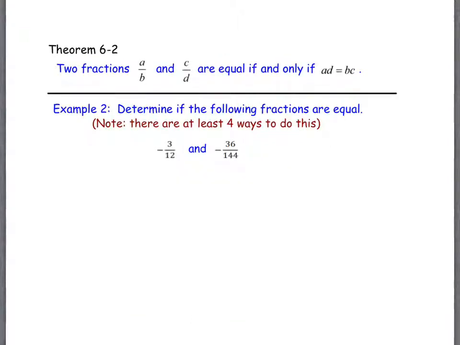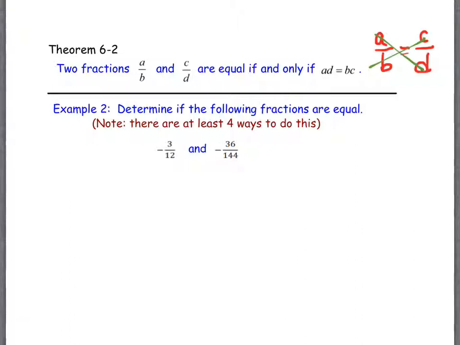Okay. Let's take a look at another example. Theorem 6.2 says that two fractions a over b and c over d are equal if and only if AD equals BC. So as you're taking a look at these fractions, the only way that they're equal, that is if a over b is equal to c over d, is if you're able to cross multiply them and end up with the same result. That's where that AD and that BC are sort of visually coming from.